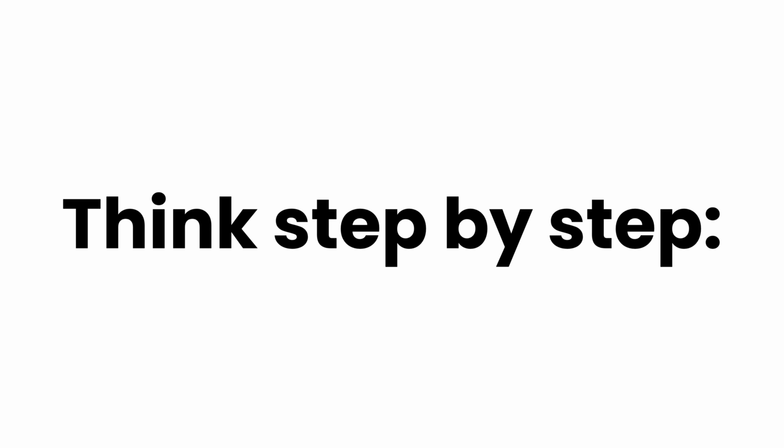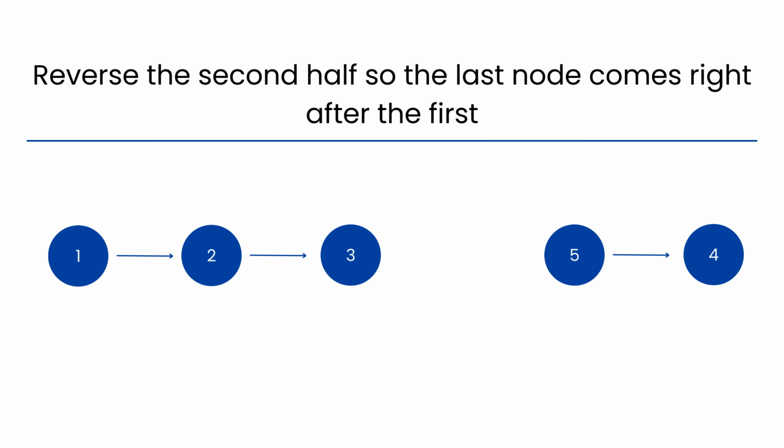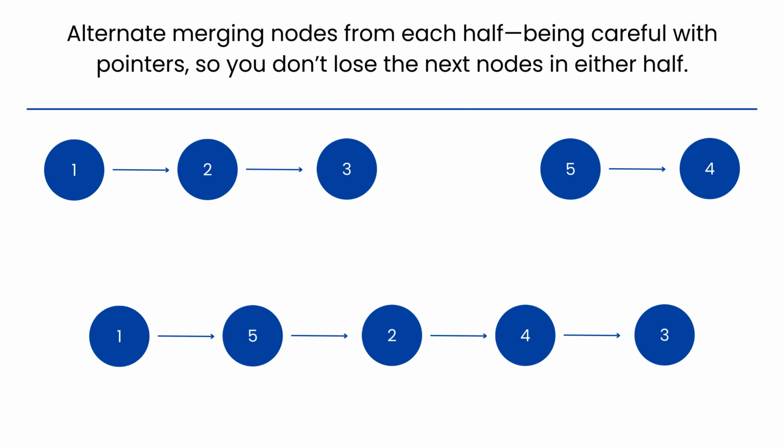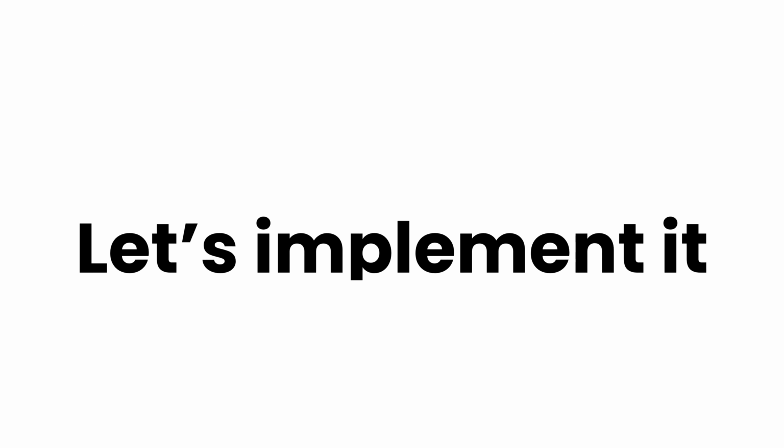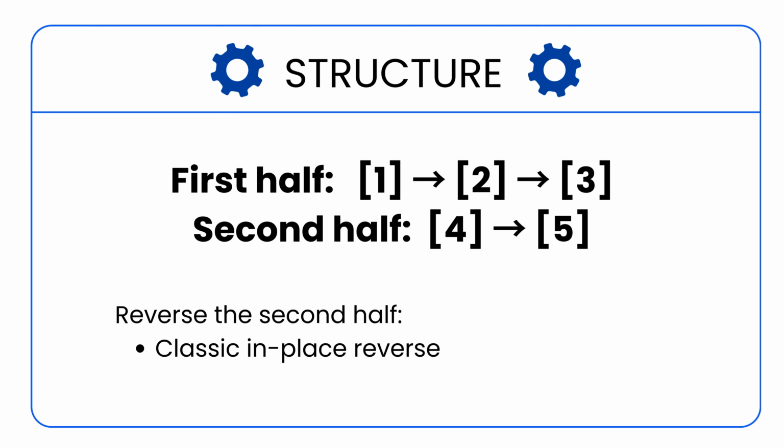Here's the structure. Find the middle. Use slow and fast pointers. Reverse the second half. Classic in-place reverse. See Reverse Linked List. Merge the halves, alternating nodes from the first and second half, updating pointers carefully. Let's implement it. Set slow and fast at the head. Move slow 1 and fast 2 steps at a time until fast reaches the end. Slow is now at the midpoint. Reverse the second half, starting at slow.